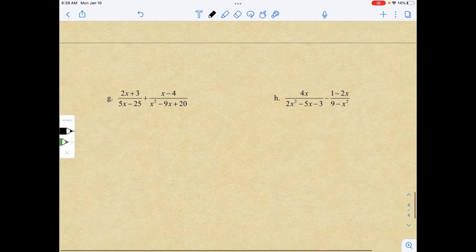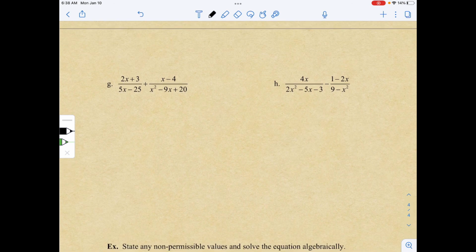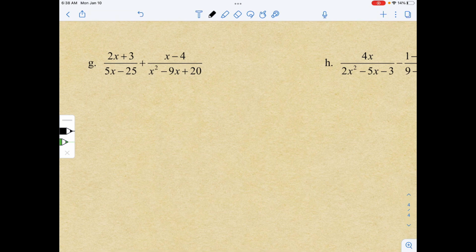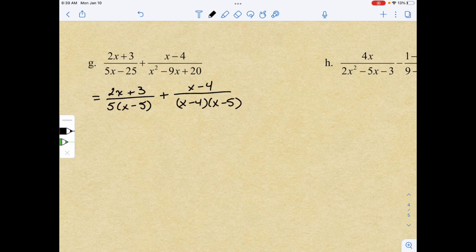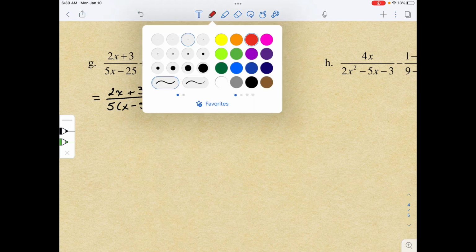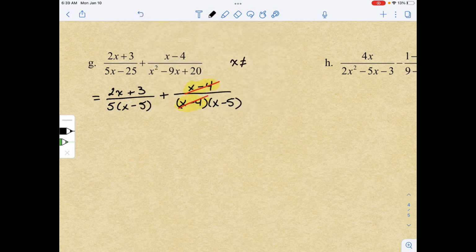For the last 2 questions here, or the next 2 I should say, we have to add and subtract. So what I'm going to do is start by factoring. We get 2x plus 3 over 5x minus 5 plus x minus 4 over x minus 4, x minus 5. Now before I start finding a common denominator, I notice that within my second fraction I can cancel those 2 common factors.